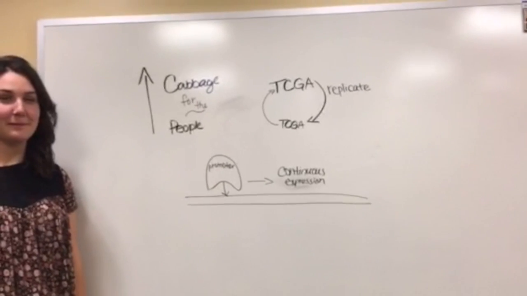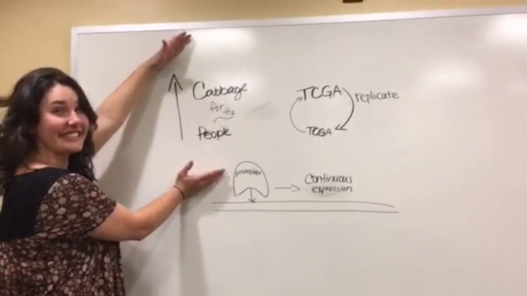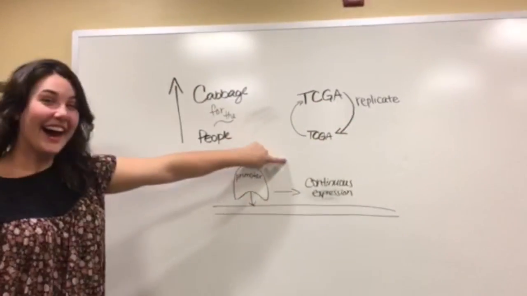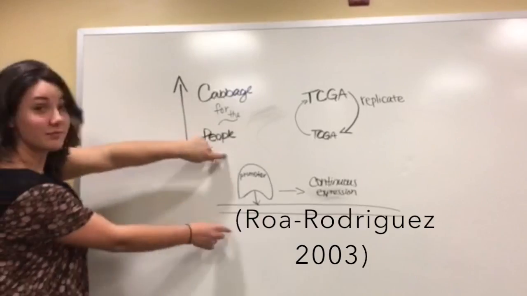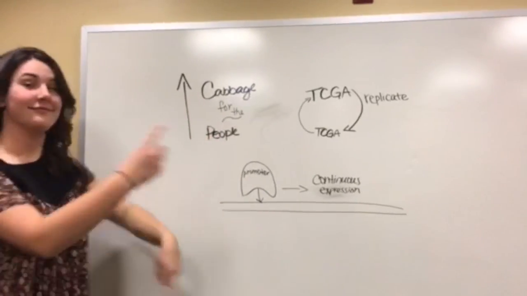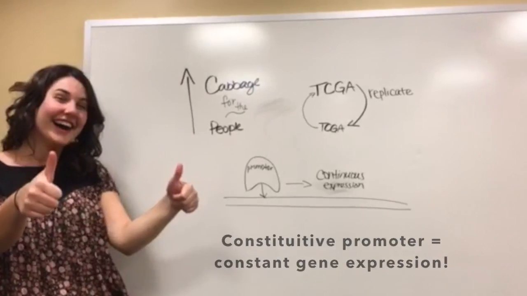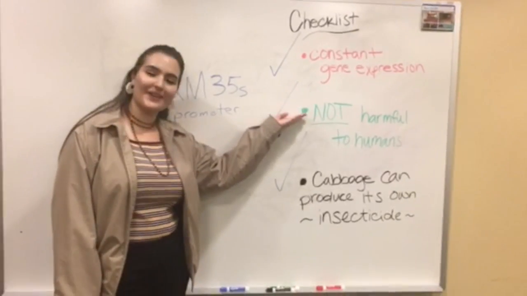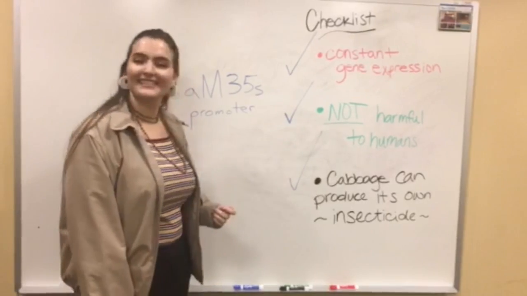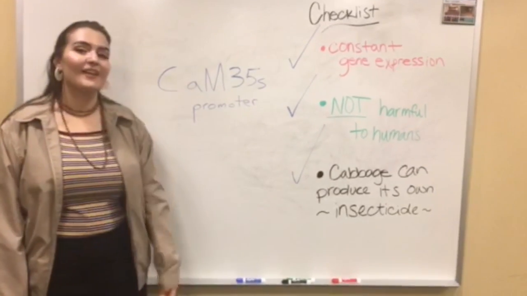How will this specific gene be replicated in many ordinary cabbages? In order to create large quantities of Cabbage for the People, we must replicate the modified gene. Gene replication is influenced by a promoter. Since we want the gene to be expressed continuously, we will use a constitutive promoter within the gene sequence. This will allow for constant gene expression, meaning the gene inserted for insecticide production will never turn off.